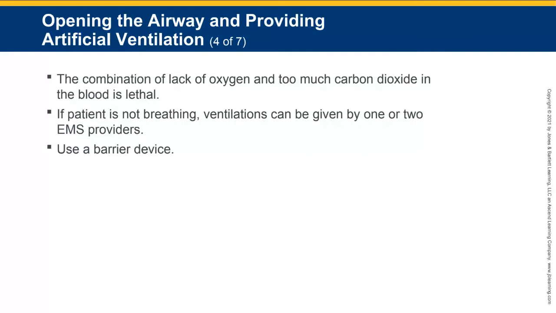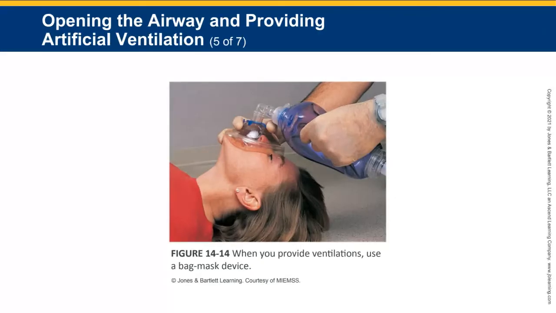The combination of lack of oxygen and too much carbon dioxide in the blood is lethal. If the patient is not breathing, ventilations can be given by 1 or 2 EMS providers. And you use a barrier device, which would either be your BVM device or a pocket mask. When you provide ventilations, use your BVM or your pocket mask. And the preferred BVM technique is 2-person. So 2-person technique is preferred.